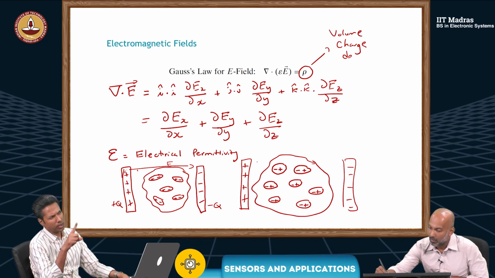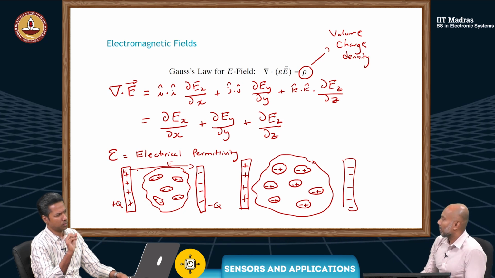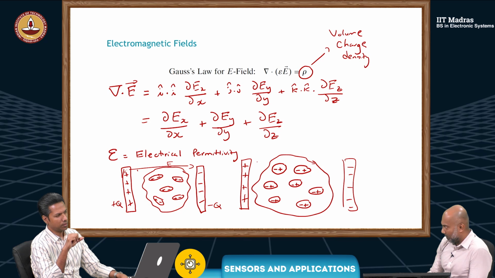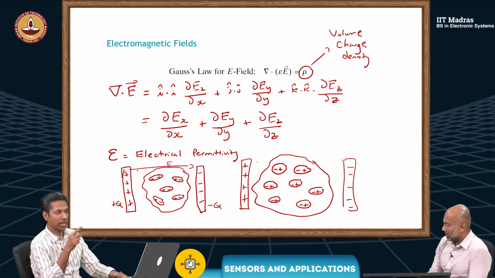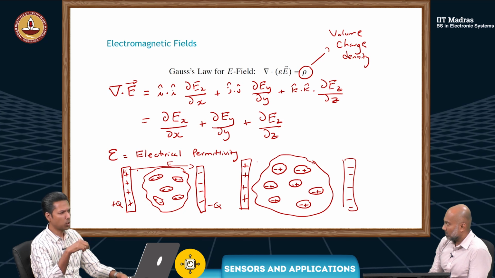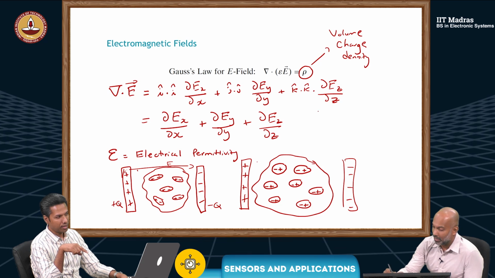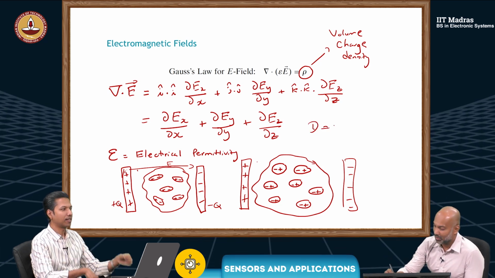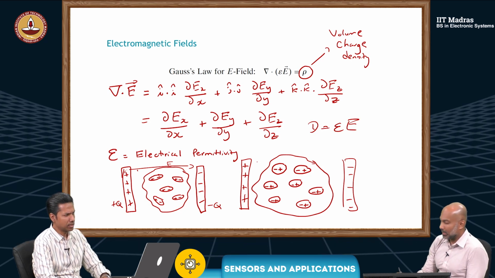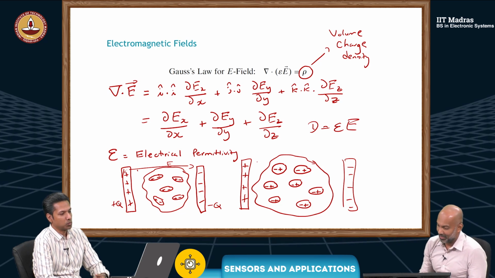So this epsilon E also has another term, no? Yes, it's also called dielectric permittivity. That is epsilon itself. But epsilon times E, we're talking about D. D equals epsilon E. That's the electric flux. D is electric flux. And E is obviously the electric field.